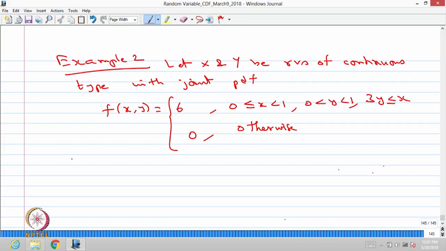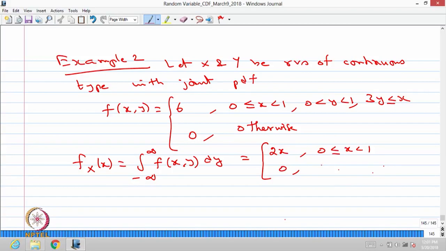From this one can find the marginal distribution of X by integrating the joint probability density function with respect to y. If you do a little simplification, you can get the answer, that is 2 times x when x lies between 0 to 1, otherwise it is 0. You can verify this result also, whether this is a correct probability density function of X. By integrating 2x from 0 to 1, you will get the value 1, and it is greater than or equal to 0, therefore this is a probability density function of X. Similarly, you can compute the probability density function of Y by integrating the joint probability density function with respect to x.